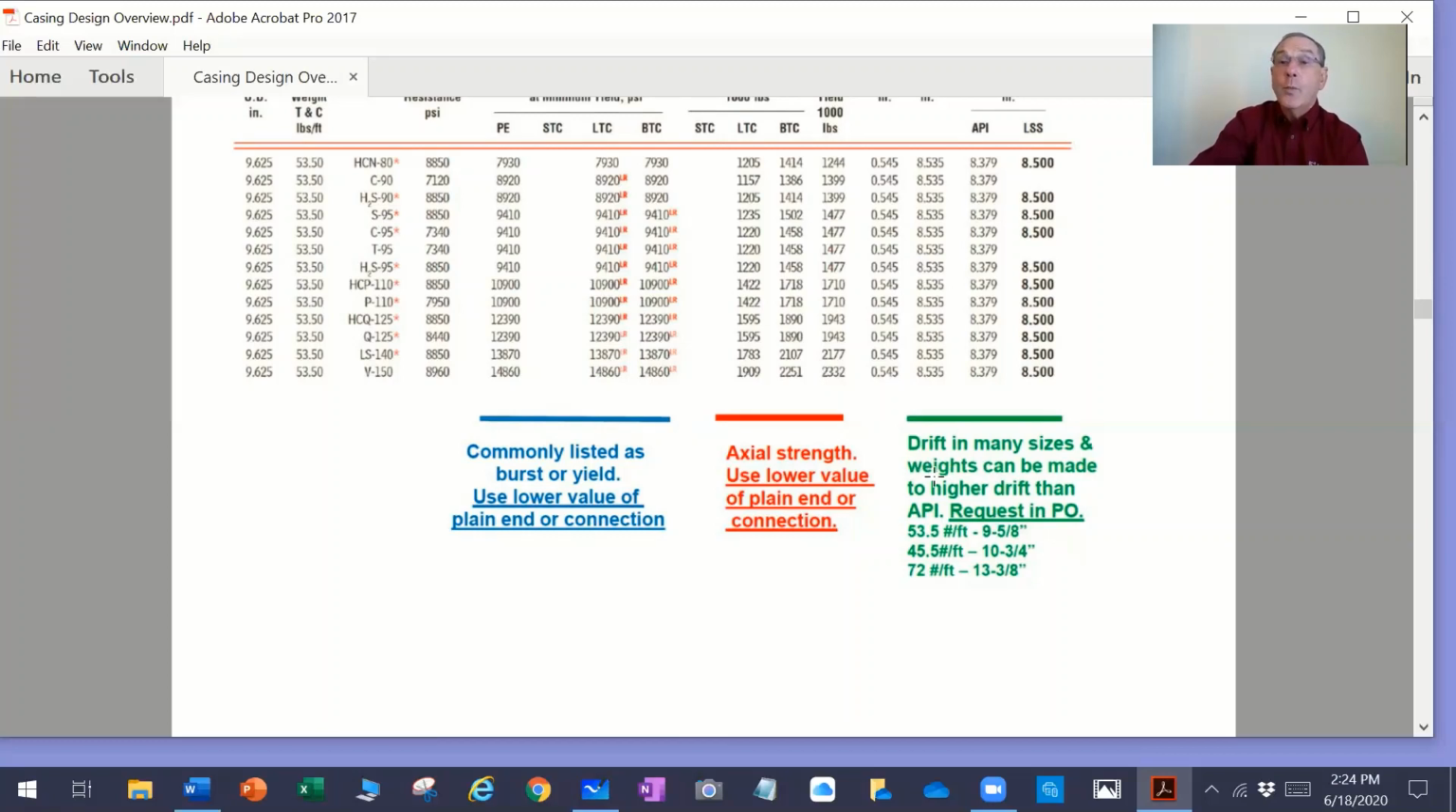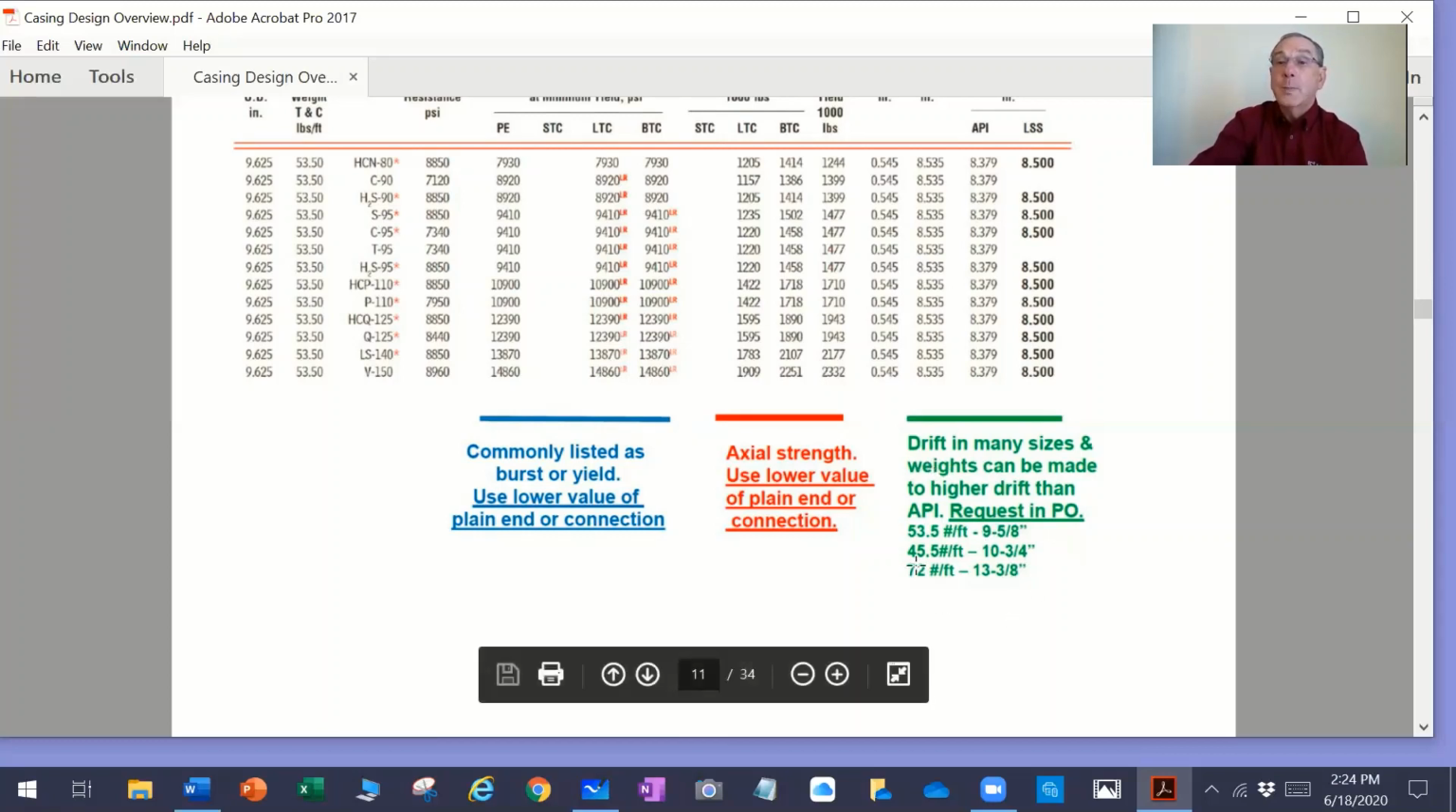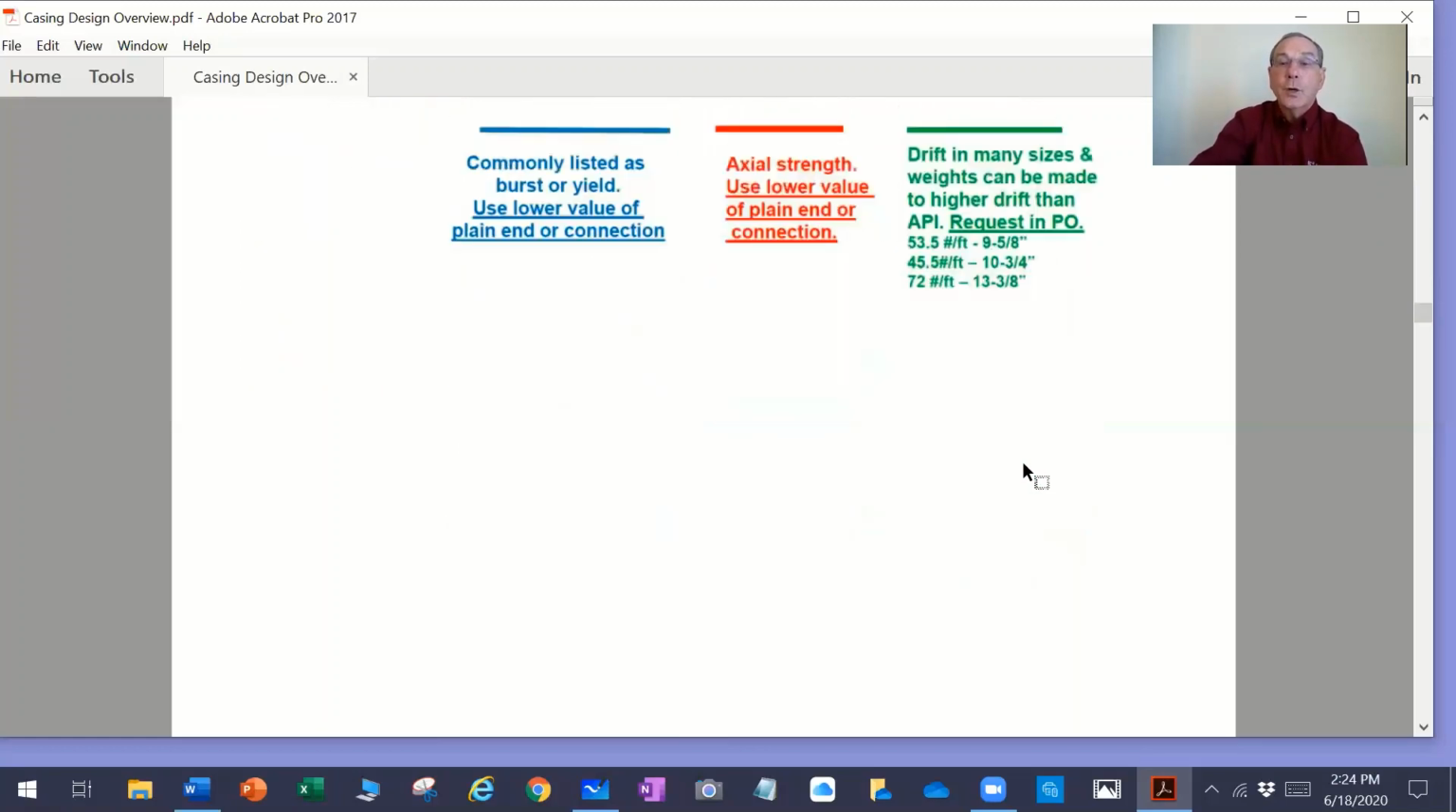But if you don't request it, and the casing has been ordered and delivered to you, it may not be a 12 1/4 drift if you did not ask for it. So these are common sizes that you need to make sure you ask for.